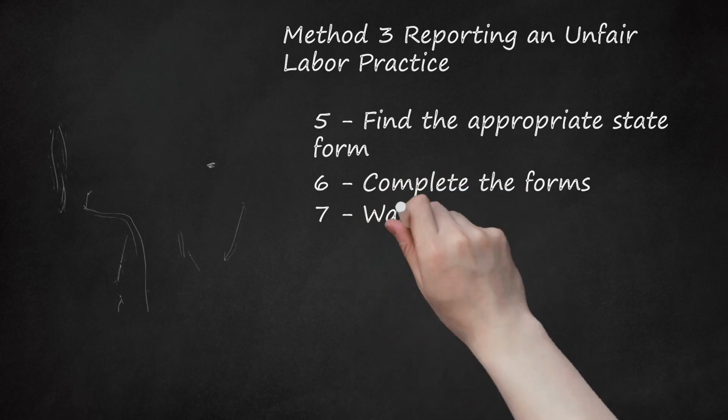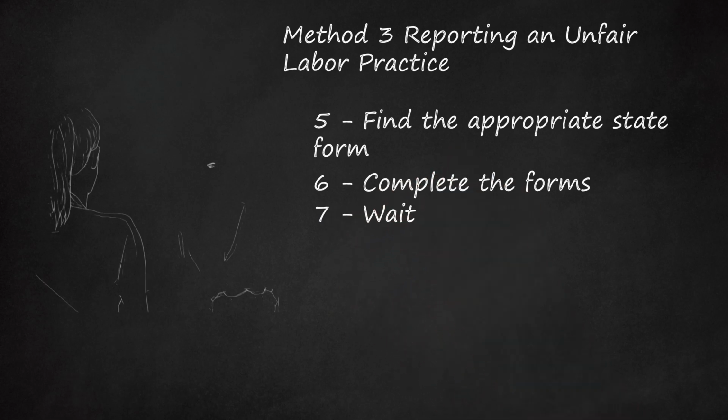7. Wait. After you file a complaint with the NLRB, an agent will investigate your charge by interviewing witnesses and various other parties. The agent's findings will be reviewed by the NLRB regional director, and a decision will be made about whether to issue a complaint. If the NLRB determines that there is enough evidence, the agency may issue a complaint. This would result in a hearing before an NLRB administrative law judge.